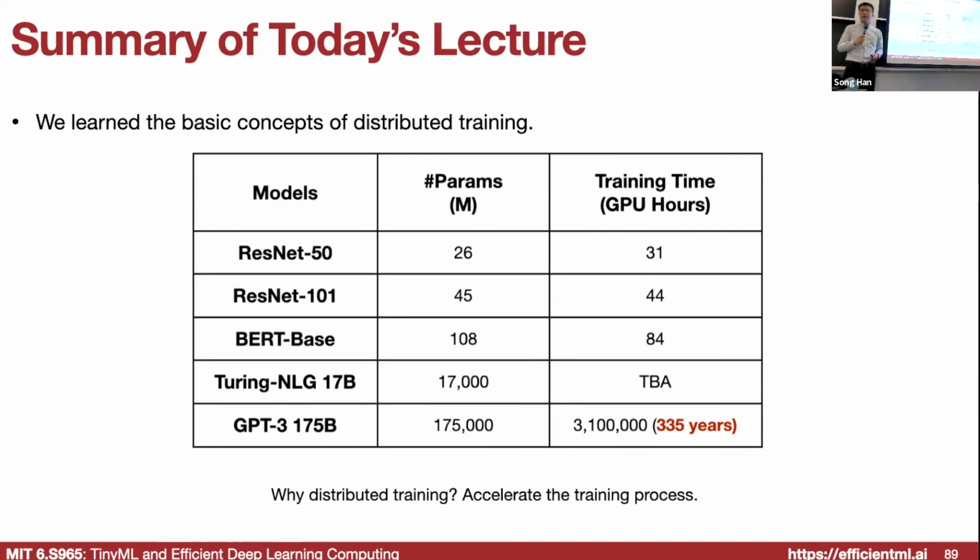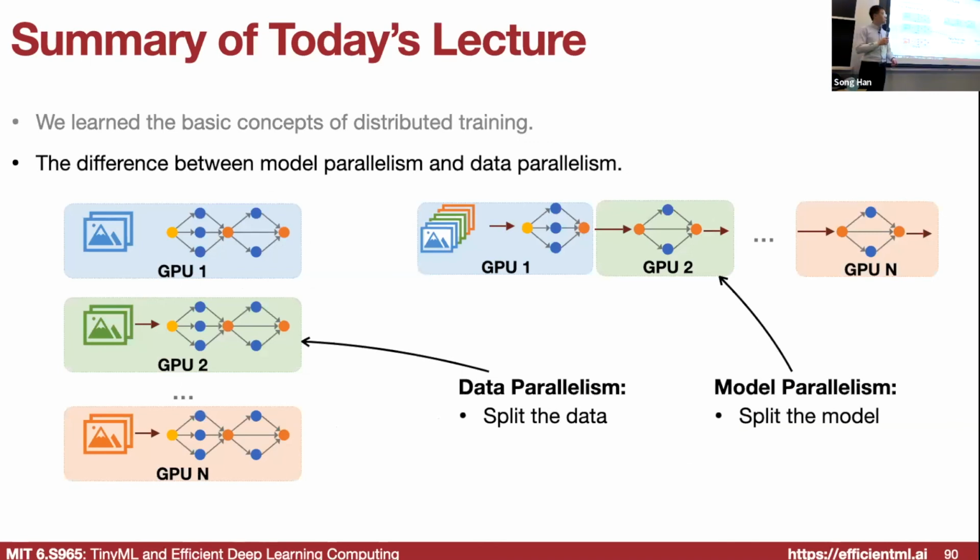All right, so let's summarize for today's lecture. Right, so we learned the basic concepts of distributed training. Models are getting pretty big, taking many GPU years if we just use a single GPU. Therefore, we need different parallelism. One is model parallelism. The other is data parallelism. We first introduced data parallelism. So each GPU is going to be training on a different set of training data. But they have exactly the same copy of the model architecture.